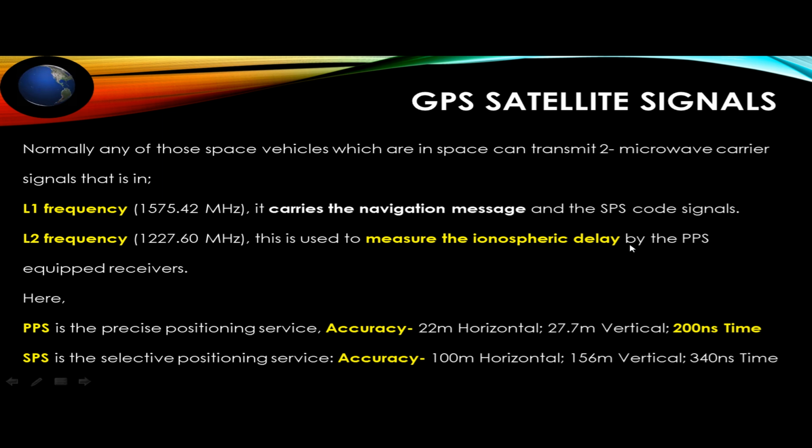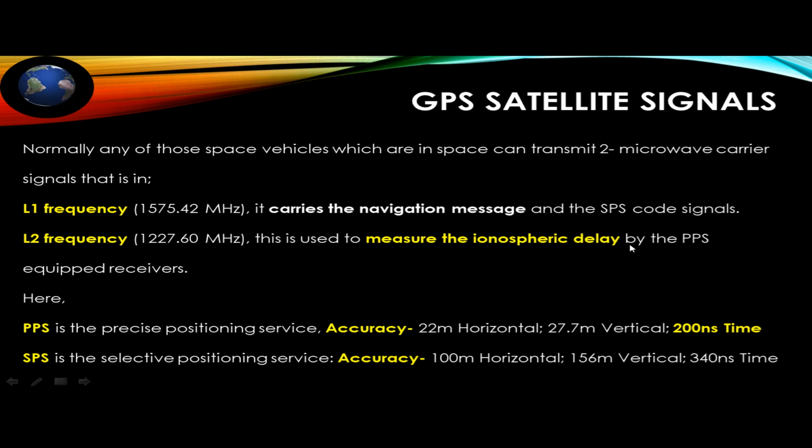And the accuracy of precise positioning services, which is not generally available for local people who are more into this, they are only getting this information, but for the local public we have the selective positioning services. The precise positioning services have an accuracy of 22 meter horizontally and 27.7 meter vertically, and 200 nanosecond accuracy of time measurement.